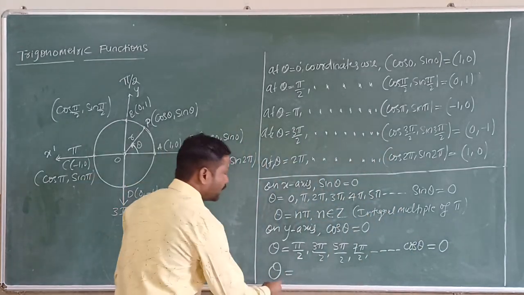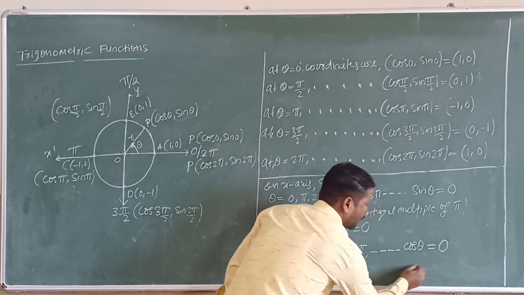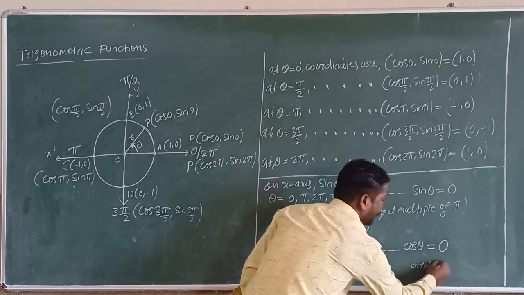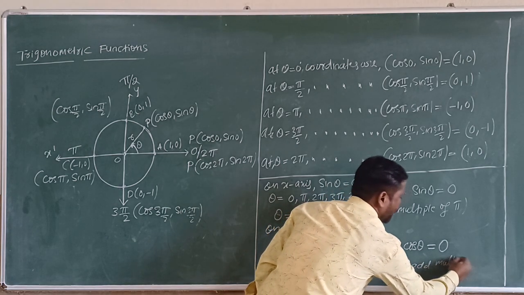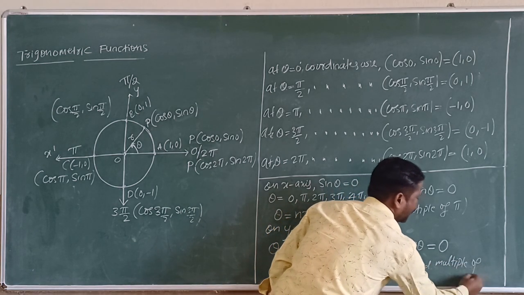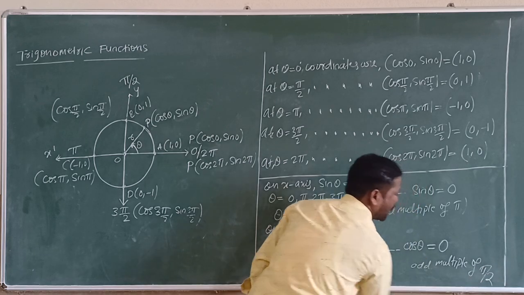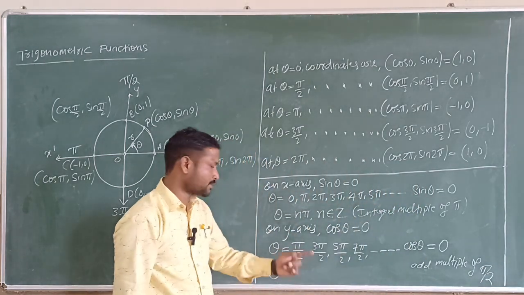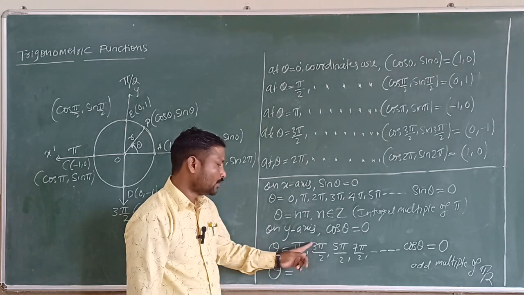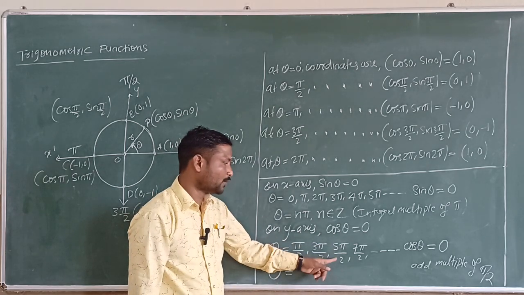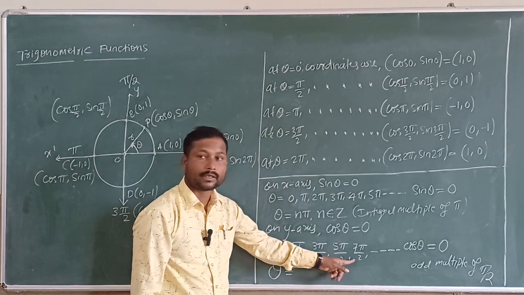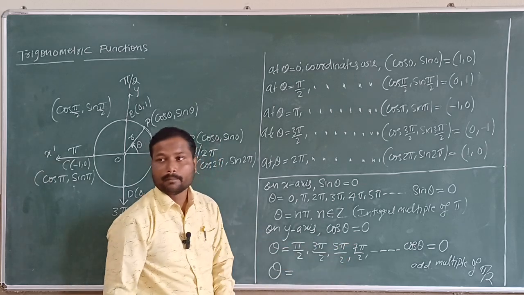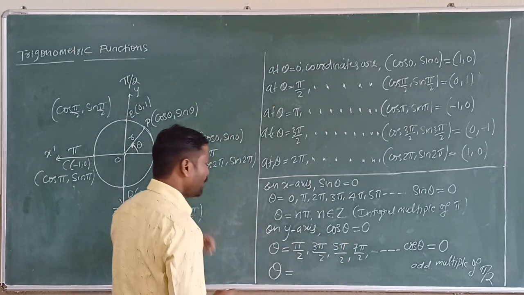This one is an odd multiple of pi by 2. Odd multiple of pi by 2 means what? Check the odd numbers: 1 pi by 2, 3 pi by 2, 5 pi by 2, 7 pi by 2. What do they come as? An odd multiple of pi by 2.